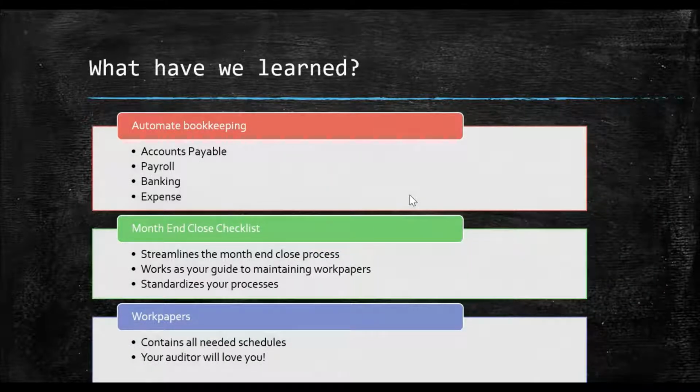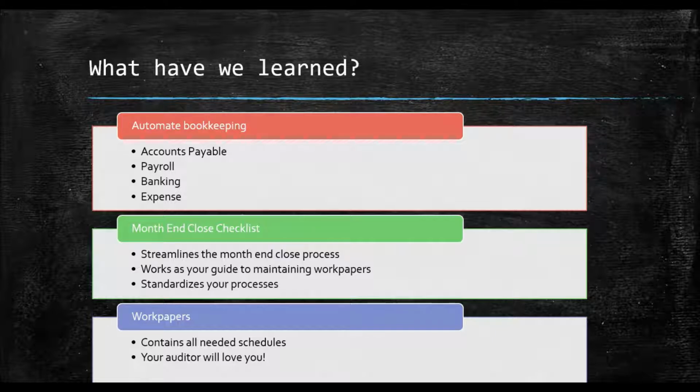All right, so what have we learned? Well, we've learned that you can automate these 4 processes here: accounts payable, payroll, banking, and expenses. And if you automate these processes, then you automate 90% of your data entry. We've learned that if you use the same tools as the auditors, like work papers and month-end close checklists, then it will standardize your processes and streamline your month-end close process.